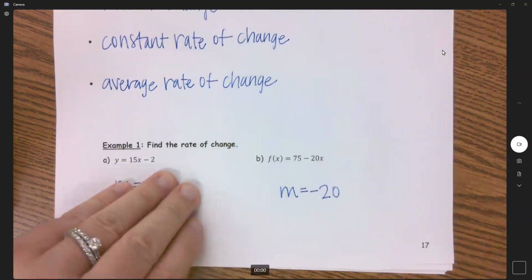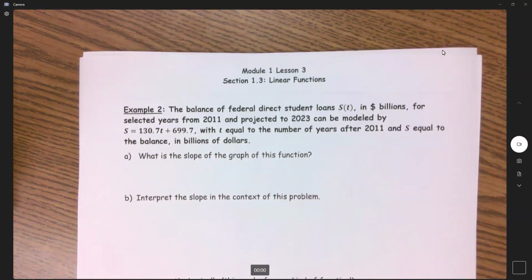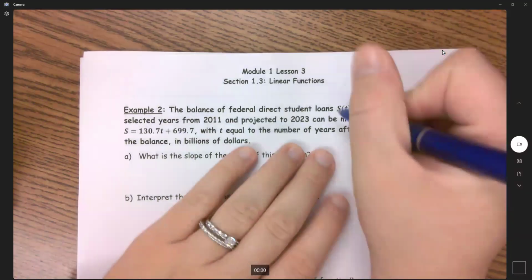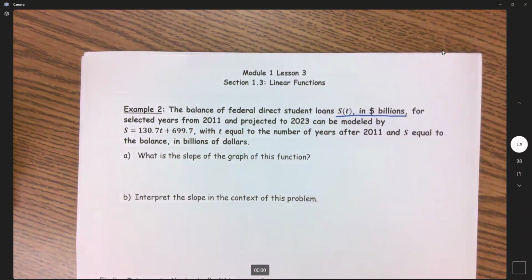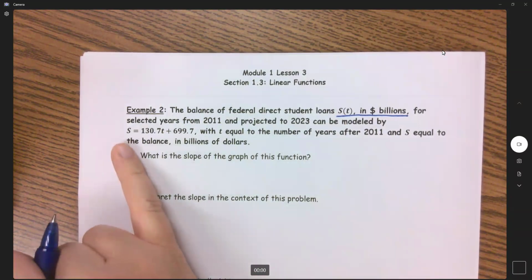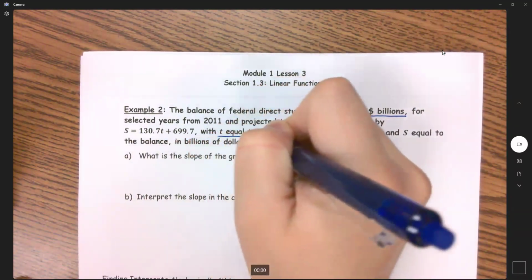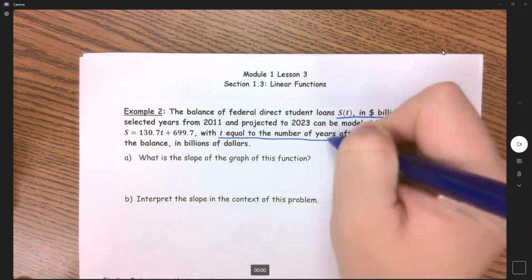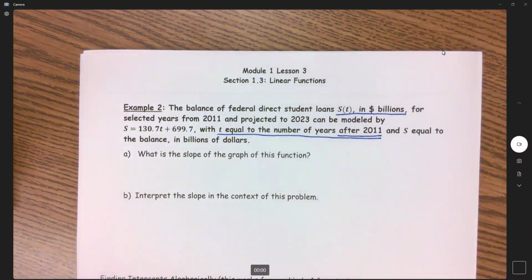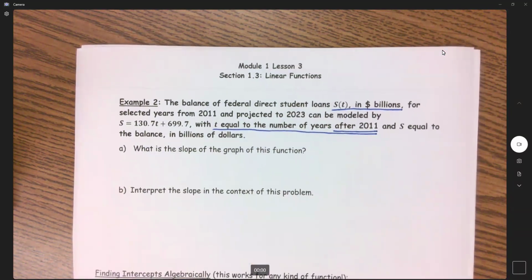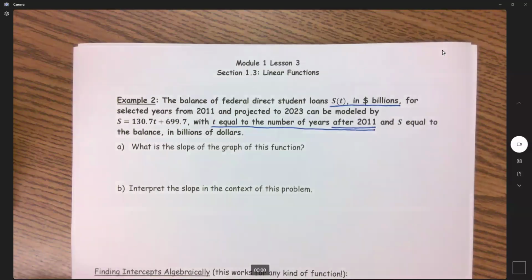Okay, let's turn the page and go to example 2. Example 2 says the balance of federal direct student loans, S of T, in billions of dollars for selected years from 2011 and projected through 2023 can be modeled by the given equation, with T equal to the number of years after 2011, and S equal to the balance in billions of dollars. Okay, so part A, what is the slope of the graph of this function?